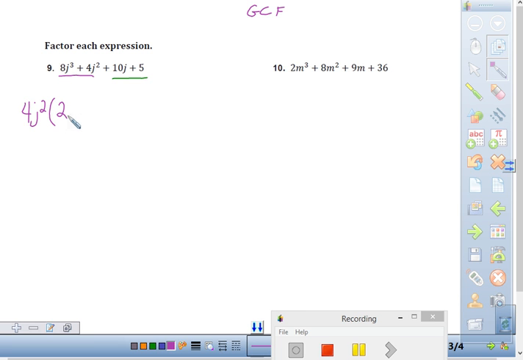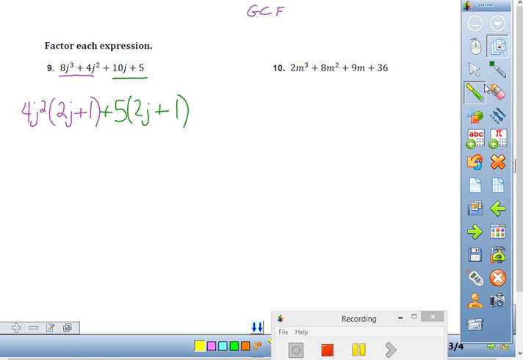So then I'm left with 2J plus 1. And if I multiplied or distributed this out, I would get the same thing with the pink up here. In the green, 10 and 5 have a factor of 5. I'm going to connect it with a plus 5, because that is a positive 5. If I divide by 5, I'm left with 2J plus 1. So I have found my greatest common factor for both pairs.